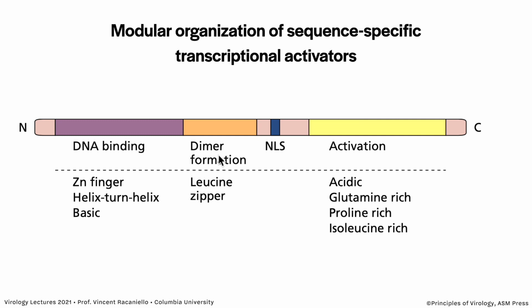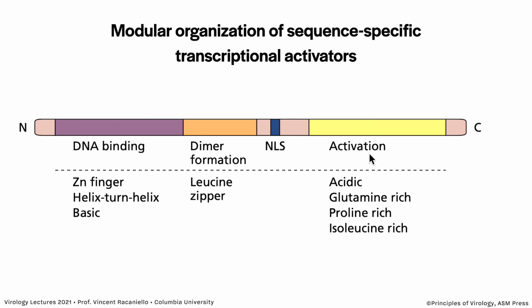Now then we have a part of the protein that allows the protein to dimerize, because most of these transcription proteins that bind DNA do so as dimers. And a leucine zipper is a very common dimerization motif. There's a nuclear localization signal. You need that, right? Because these proteins are made in the cytosol, but they're going to work in the nucleus on DNA, for many viruses and for our cells, of course. So you need an NLS to get in.